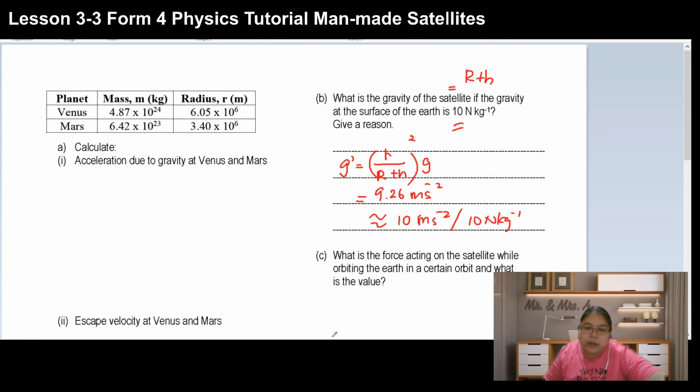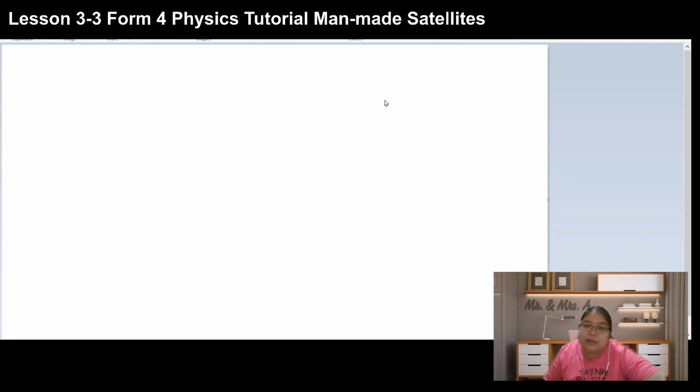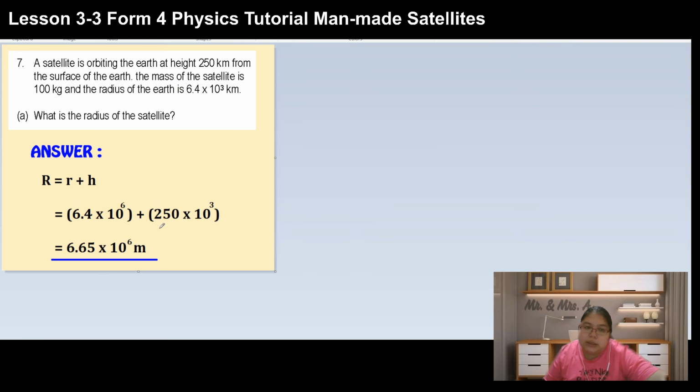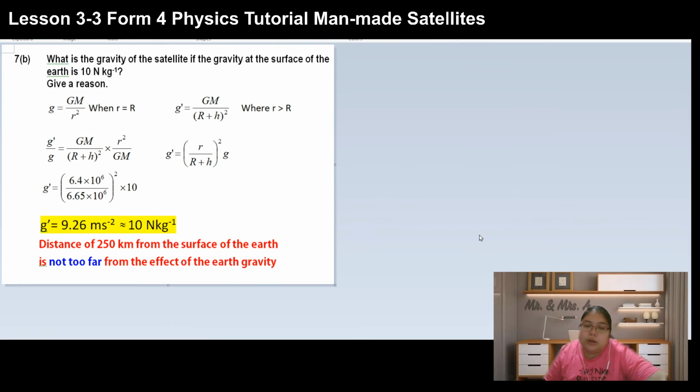From here, I want to show you the explanation for this question. We just assume it is almost the same as 10. Let's see the explanation first. This is the answer just now, R plus H. For the calculation, this one is the normal surface. When the planet or the satellite is on the surface, we use this formula. When it is above the surface, then R is more than capital R, because you add the H. So we take G prime over G, and I get this formula. From the question we know G is 10, so I put everything in, and my answer is 9.26.